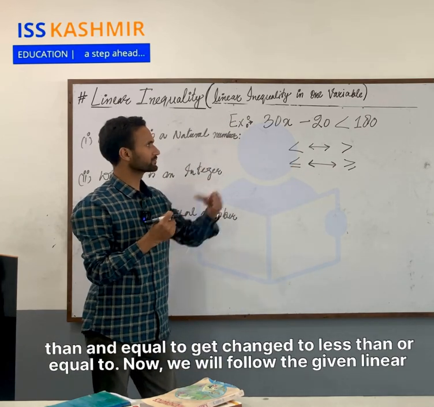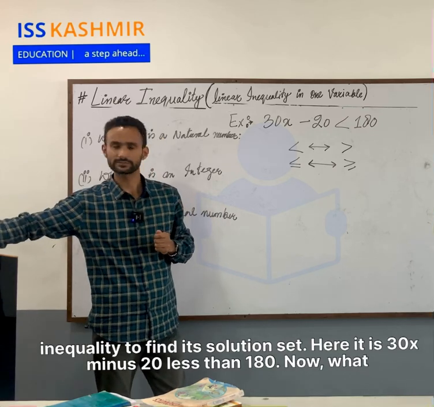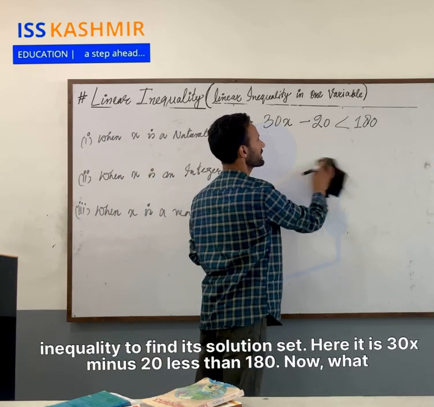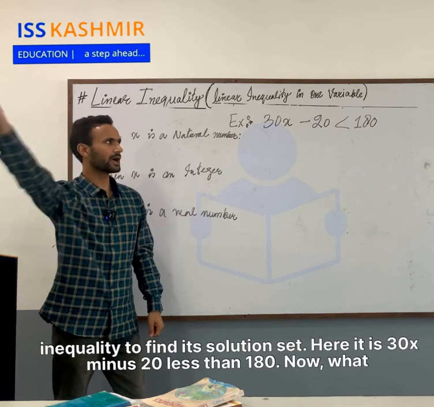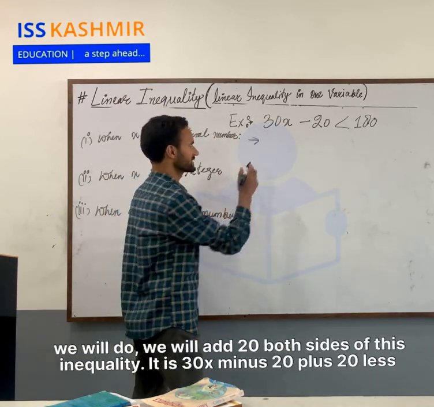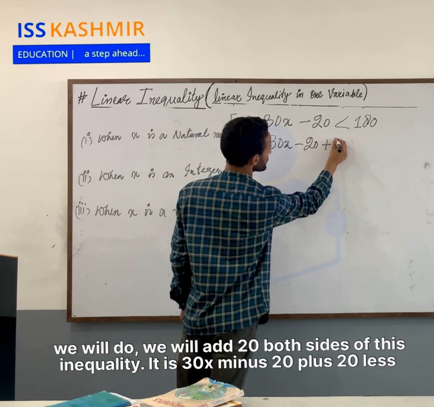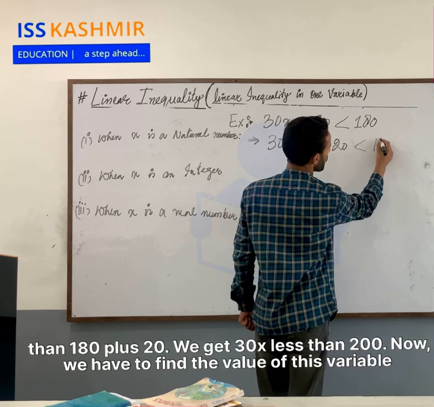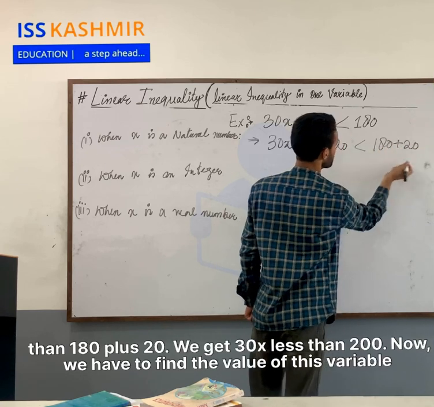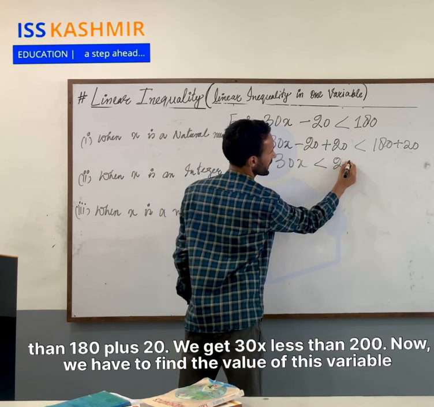Right? Now, we will solve the given linear inequality to find its solution set. Here it is 30x minus 20 less than 180. Now, what we will do, we will add 20 both sides of this inequality. It is 30x minus 20 plus 20 less than 180 plus 20. We get 30x less than 200.